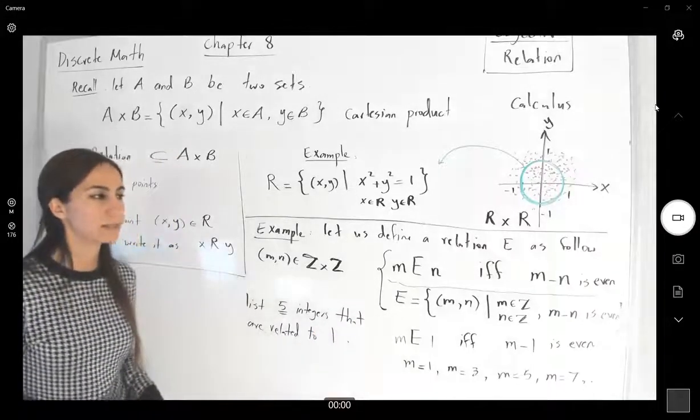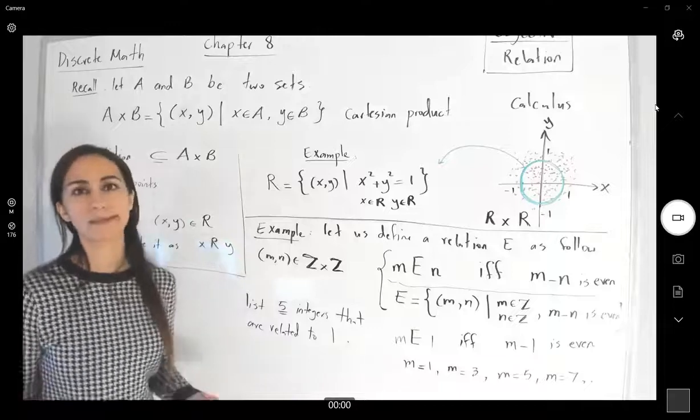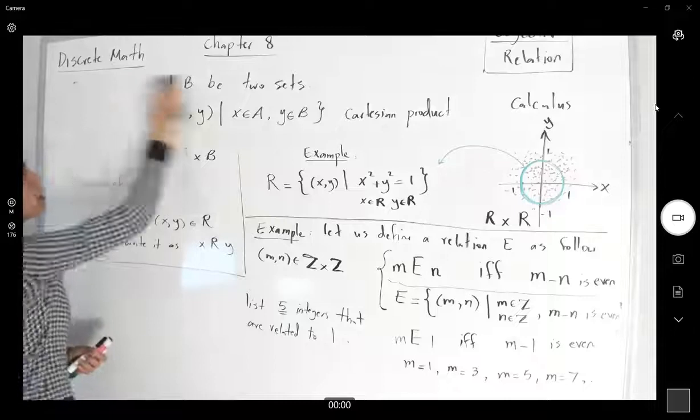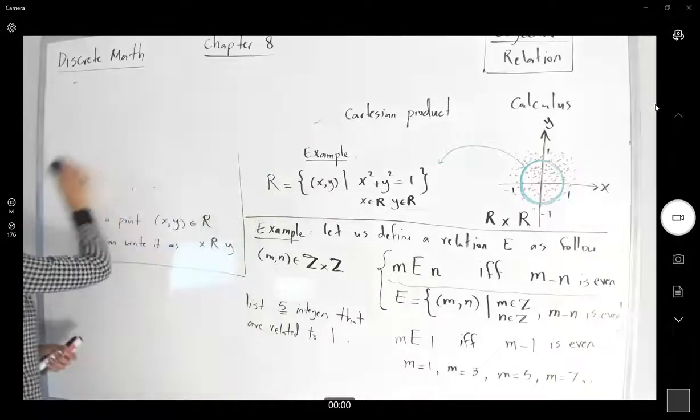You might say, well, these are the things that we saw before, M minus n is even. Can we define something new as a relation? Of course. So let us take a look at this example here.